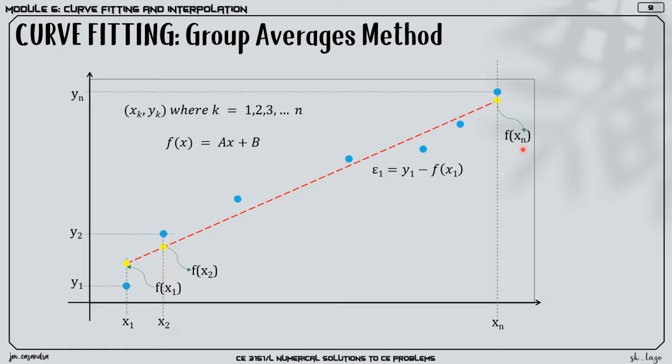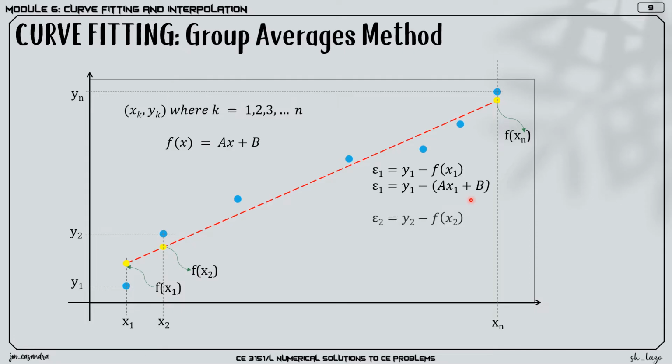So we take note that the error is simply the difference between our true or exact value and our approximate value, which is given by the equation e sub 1 is equal to y sub 1 minus the function of x sub 1. And since we know that the function of x is equal to ax plus b, then we can denote that e sub 1 is equal to y sub 1 minus (a x sub 1 plus b).